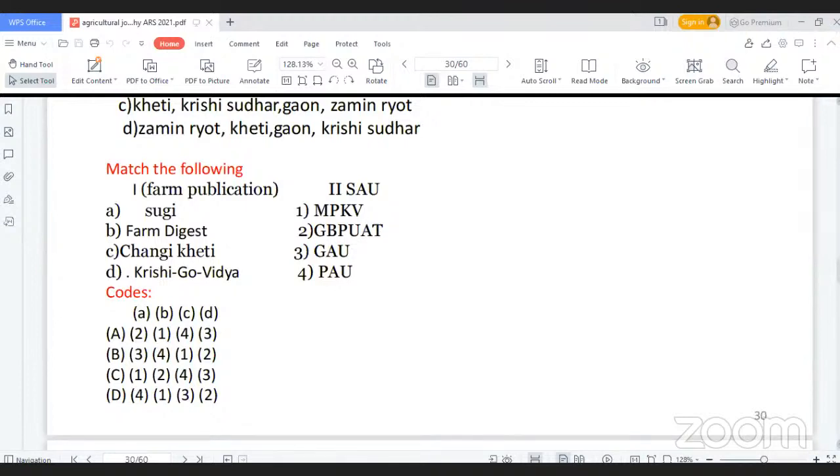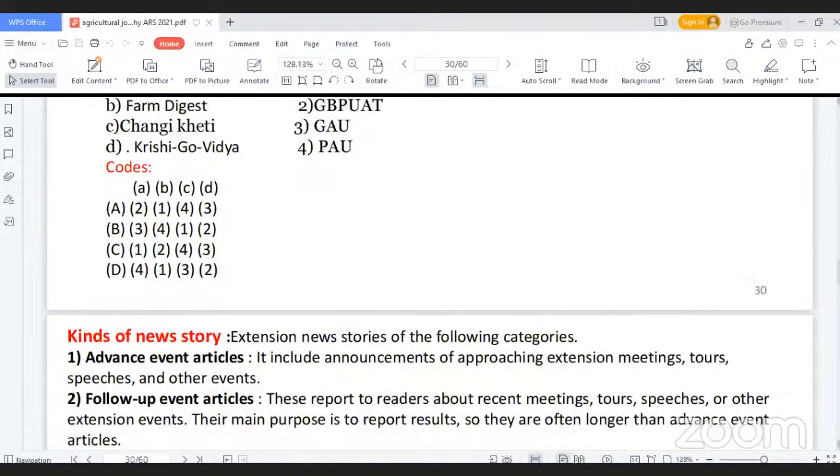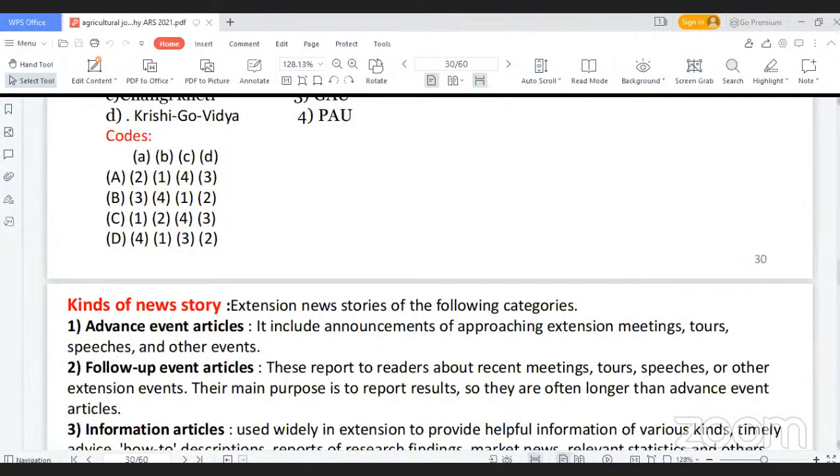Farm Digest, Changi Kheti. Changi is a Punjabi word, you know. Changi means good. Changi Kheti is from PAU, and Krishi Go Vidya, Go for Gujarat. Krishi Go Vidya is from Gujarat University. Then now you can know about different types of news stories.